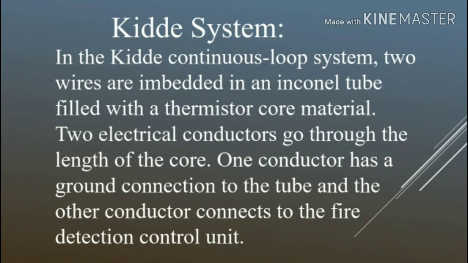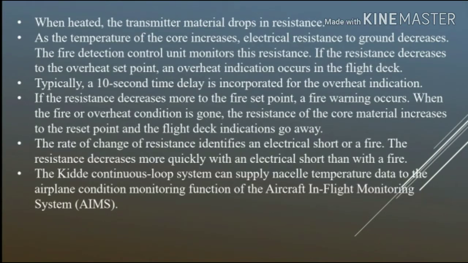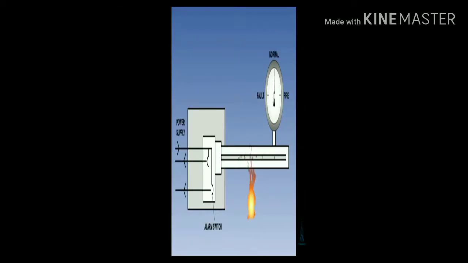Kidde system. In the Kidde continuous loop system, two wires are embedded in a conduit tube filled with thermistor core material. Two electrical conductors go through the length of the core. One conductor has a ground connection to the tube, and the other conductor connects to the fire detection control unit. When heated, the thermistor material drops in resistance. As the temperature of the core increases, electrical resistance to ground decreases.